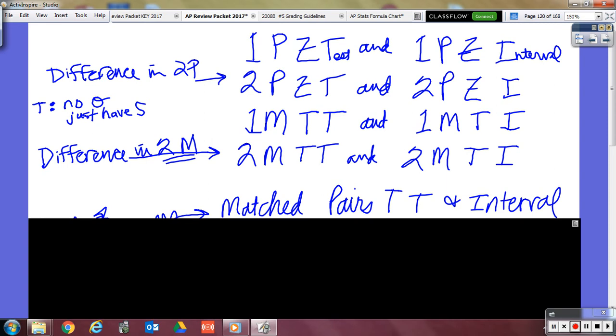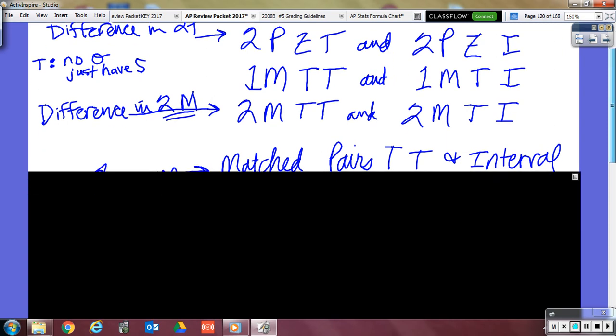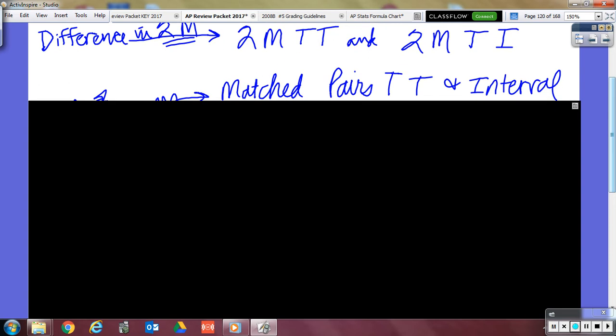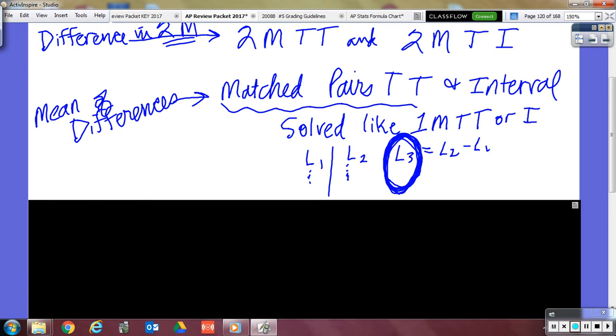But what happens if I do a matched pair? Think of how a matched pair is organized. You have like before and after data. If I have before and after data, then I would probably solve it like this. I would put one set of data in list 1, the other set of data in list 2. I would subtract, and I would get my list 3. And all I am interested in is list 3.